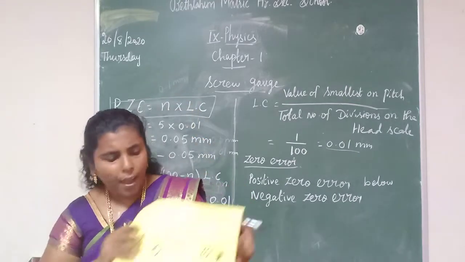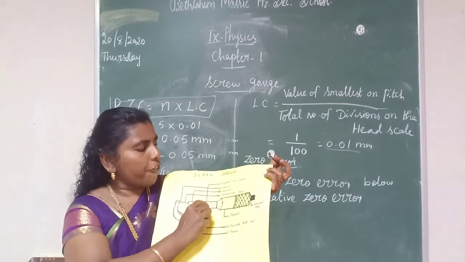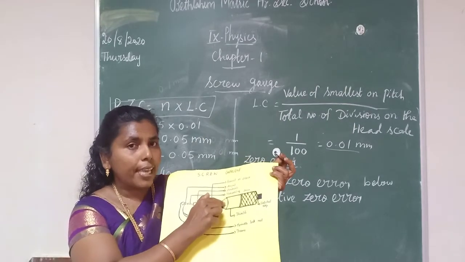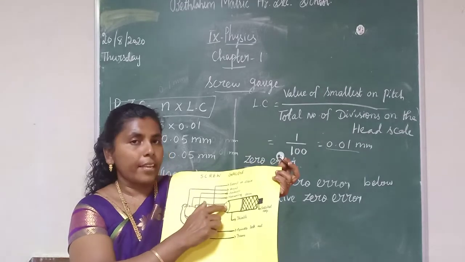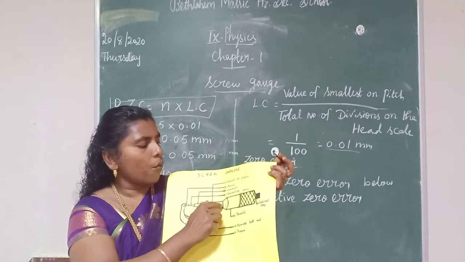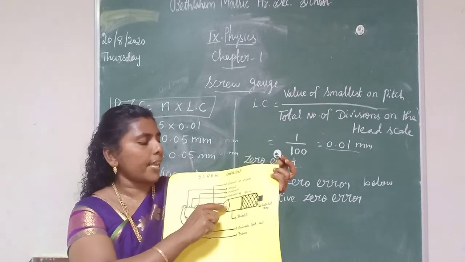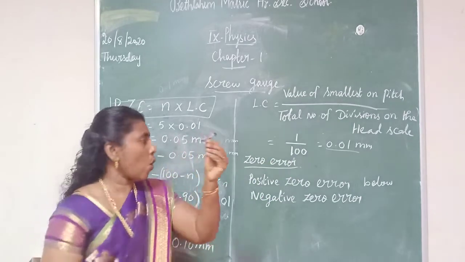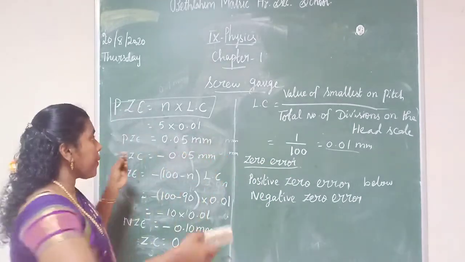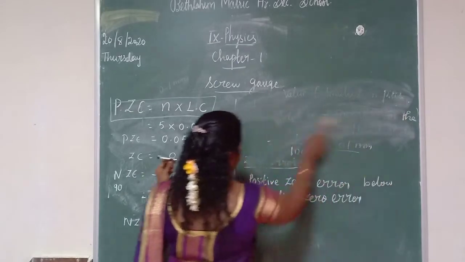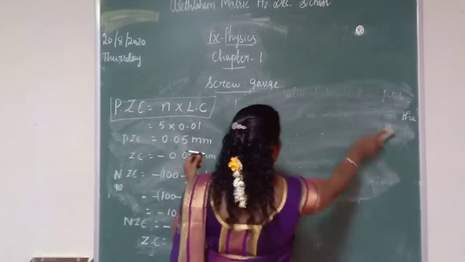Here you have to find this reference line now. At the reference line, what value is there on the head scale? That is the HC value, the head scale coincides value. Near the reference line, whatever value is there on the head scale, that value is the HC value. When we insert the coin, the PSR value is always 1 millimeter.